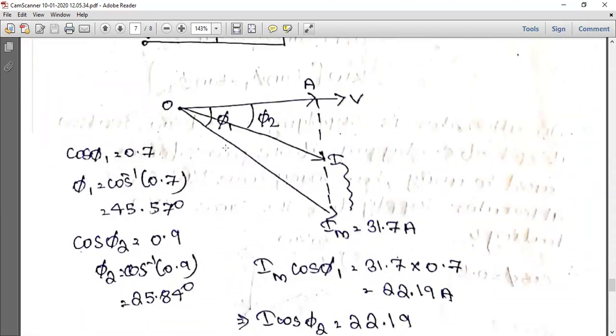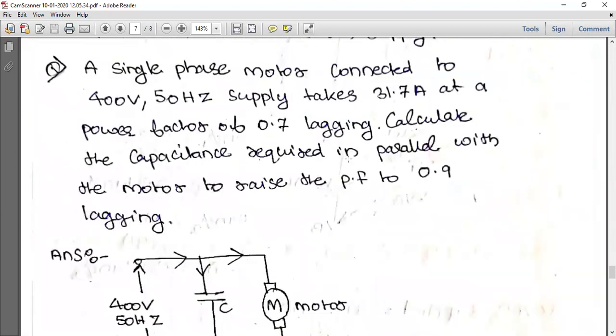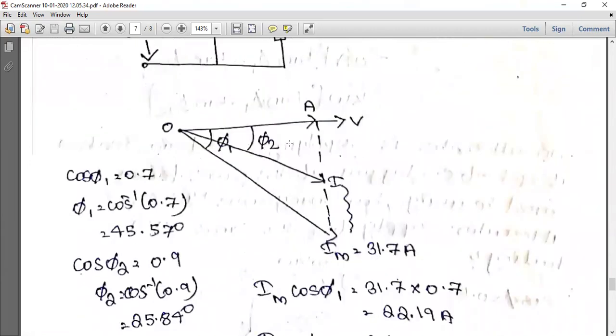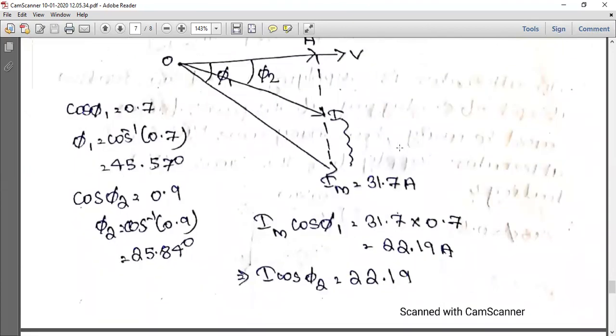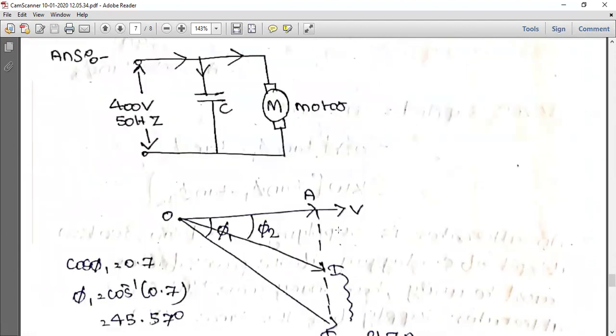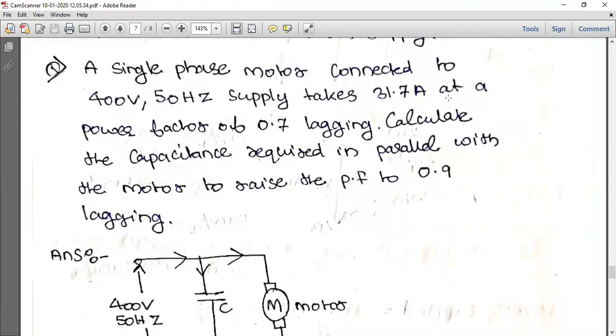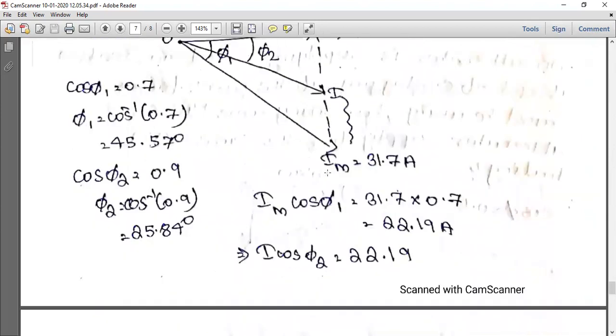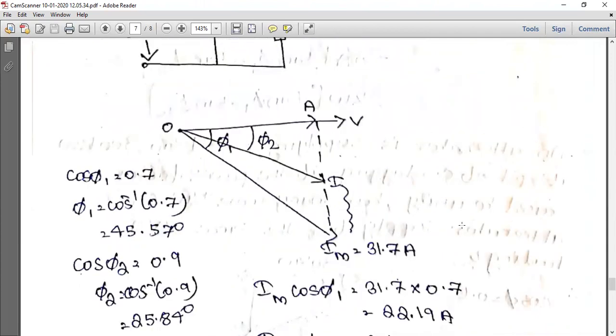Initially it was phi 1. We named the current IM, and then it became phi 2 because we introduced a capacitive element in parallel, and the phase shift reduced from phi 1 to phi 2, and the power factor was improved to 0.9. So here we can calculate IM cos phi 1. IM is given as 31.7 ampere. The supply takes 31.7 ampere at 0.7. So IM cos phi 1 we calculate as 31.7 into 0.7. That we got. Then I cos phi 2 also we can calculate.